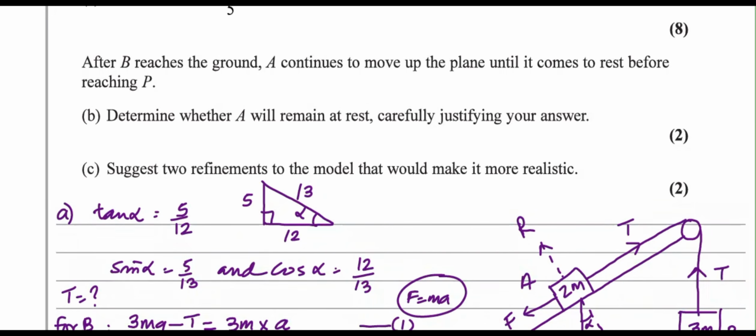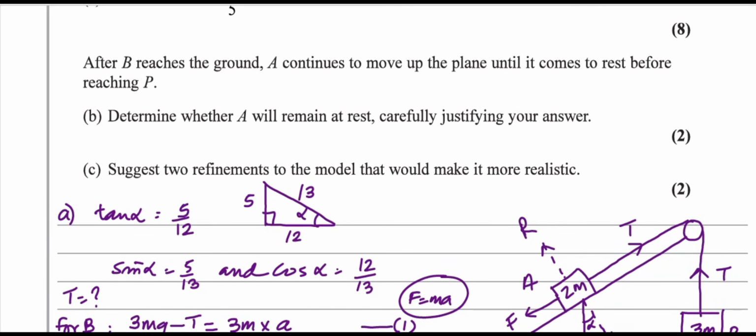Part C. Suggest 2 refinements to the model that would make it more realistic. At the end of every model-related question, you can expect a part question like this, wherein you will be required to make a comment on the validity of the model or make some suggestions for the improvement of the model. In this model, we were told that the blocks A and B were considered as particles. So we could suggest that we can allow dimensions for these blocks and consider them as 3D shapes instead of as particles.